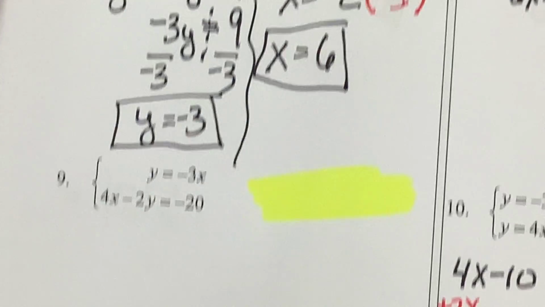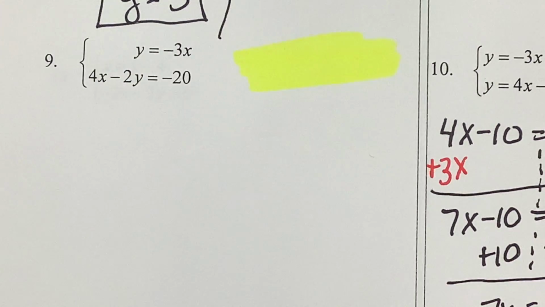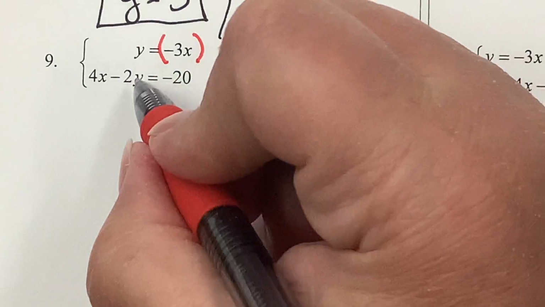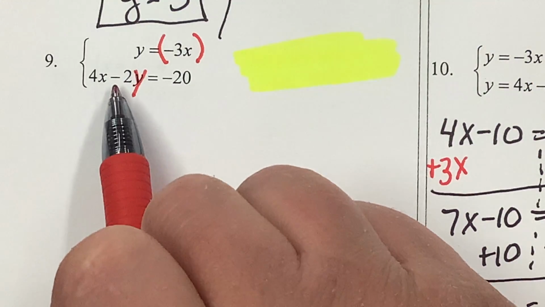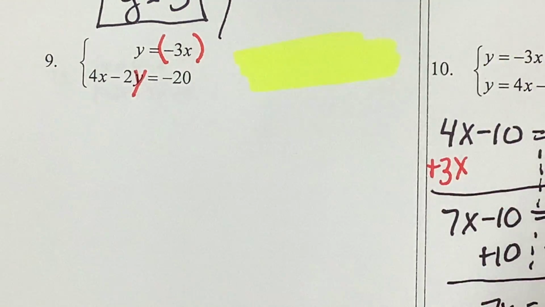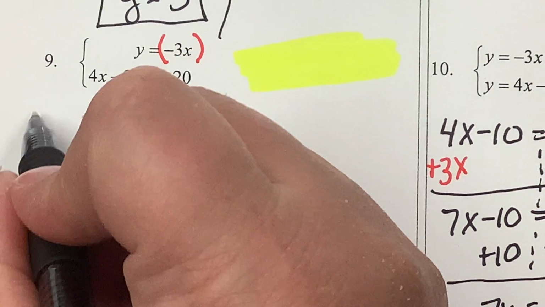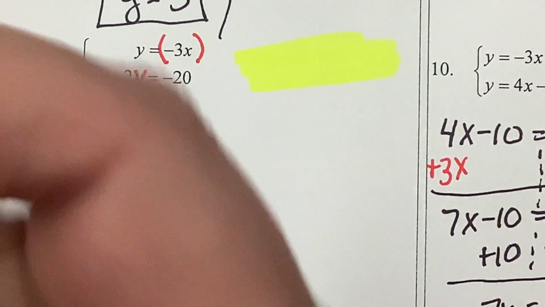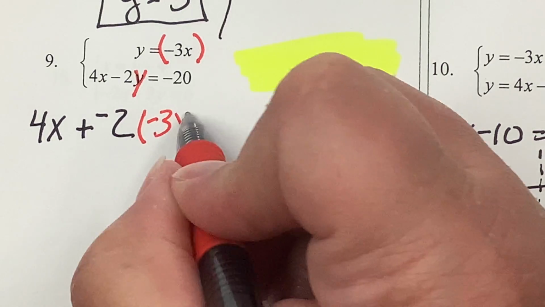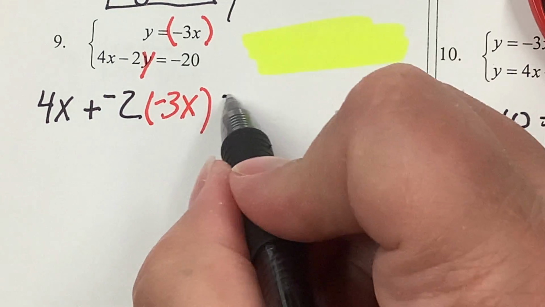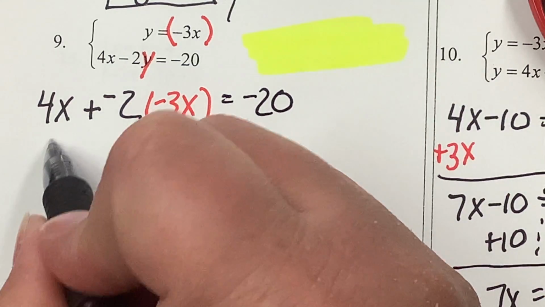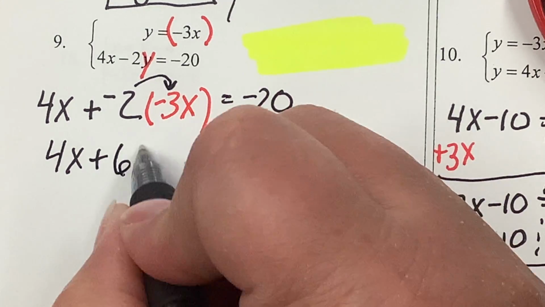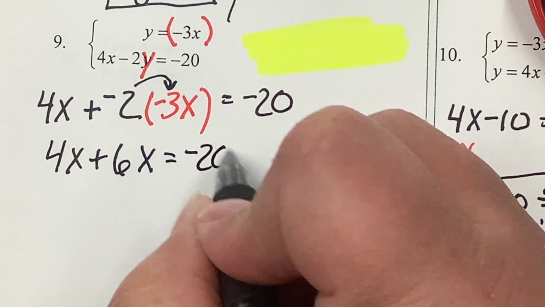Down here, the y is isolated, so I'm going to put the negative 3x in parentheses, and it's going to go here next to the y. Look at that. It's a minus sign. You know what to do. Change it to plus a negative. So 4x plus negative 2 times negative 3x equals negative 20. 4x plus negative 2 times negative 3 is positive 6x equals negative 20.